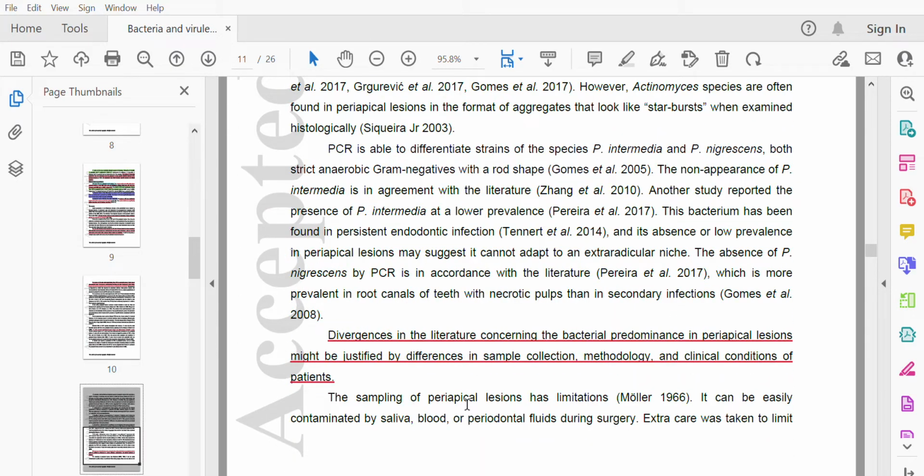The divergence in the literature concerning bacterial predominance in periapical lesions might be justified by different sample collection methodology and the clinical condition of the patient.